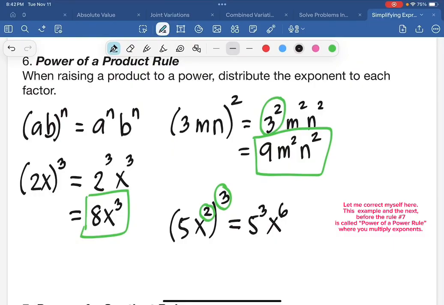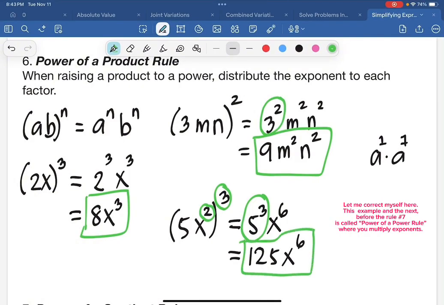Unlike with the previous rule in which, remember this one, a times a, we just need to add the exponent. However, on this power of a product rule, we need to have them being multiplied. But we're not done yet, again, because we have here a 5 cubed. So 5 cubed is 5 times 5 times 5, which is 125. And then copy x raised to 6. And this is our answer.